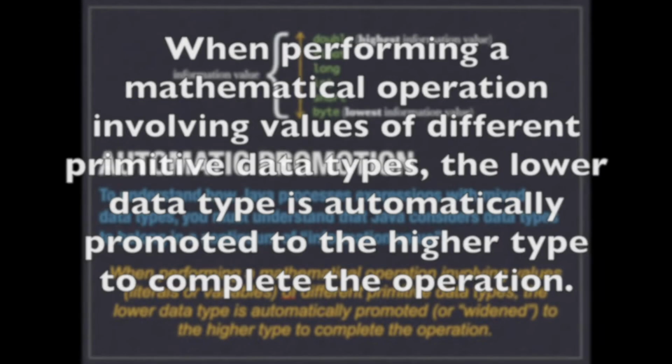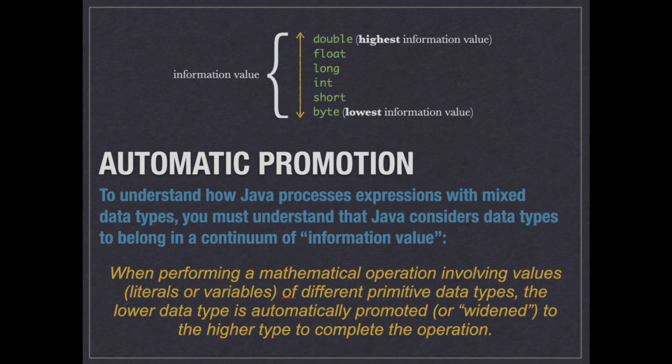Got a couple of parenthetical comments in the rule, just as you read it maybe a second time, you can add those in. So I'm going to read it a second time and add them again. When performing a mathematical operation involving values, those could be literals or variables, of different primitive data types, those types in the information value hierarchy right above, the lower value data type is automatically promoted, that's also called widened or widening, to the higher value data type to complete the operation.